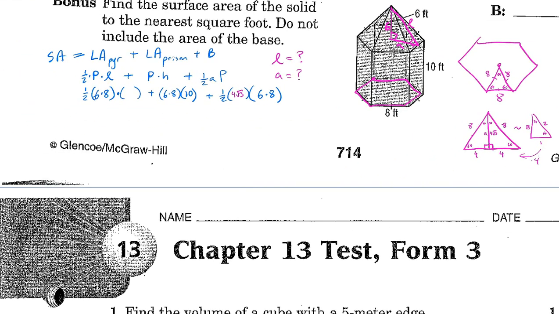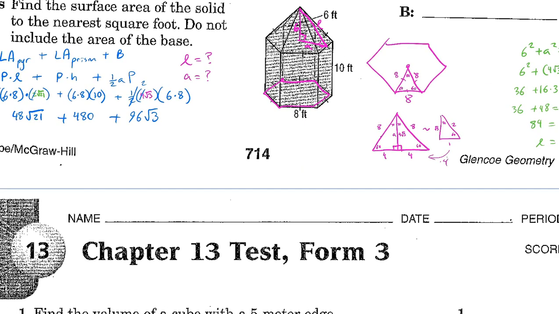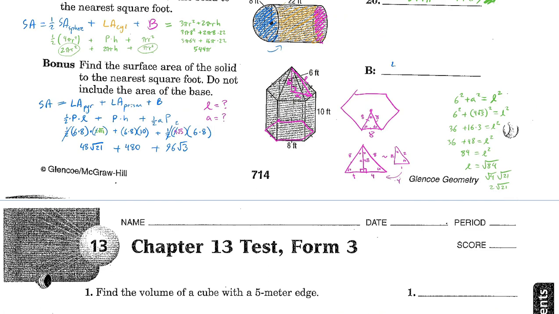Going back over here, we put in 2 root 21 for the slant height, and then we can clean this up a little bit. The 1/2 and the 2 cancel, so we get 48 root 21, plus 48 times 10, so 480, plus the 1/2 and the 2 cancel and we get 48 times 2, so 96 root 3. I think that's it. So up here we get 48 root 21 plus 480 plus 96 root 3.